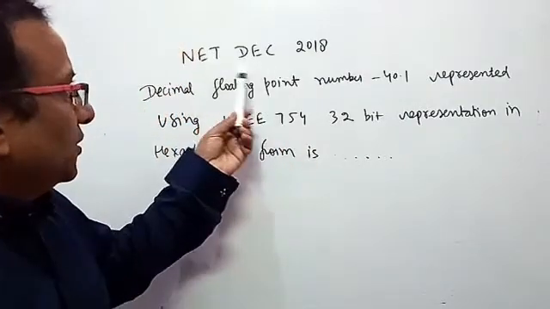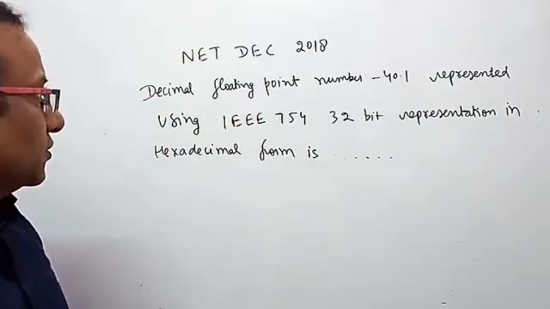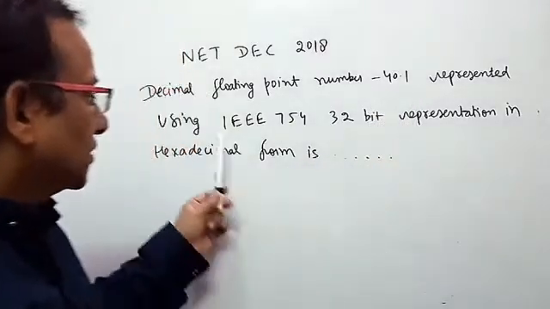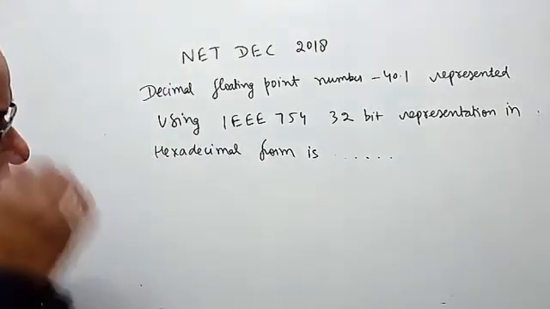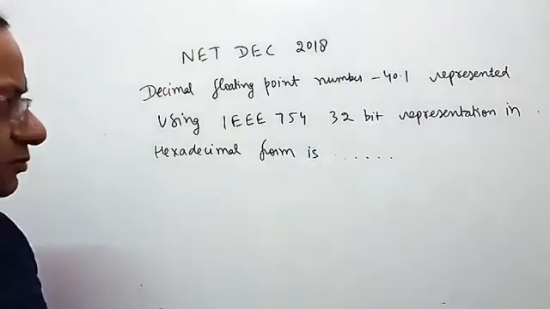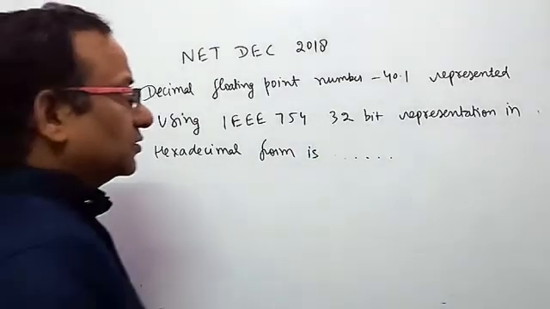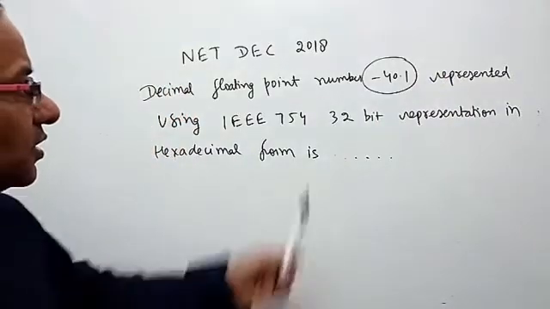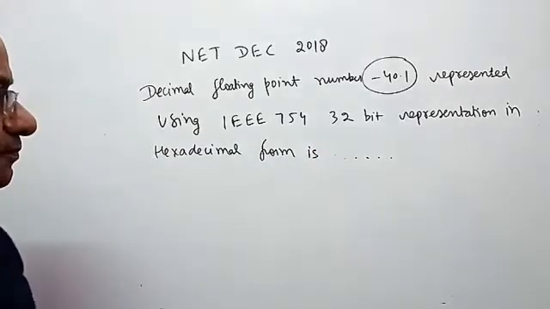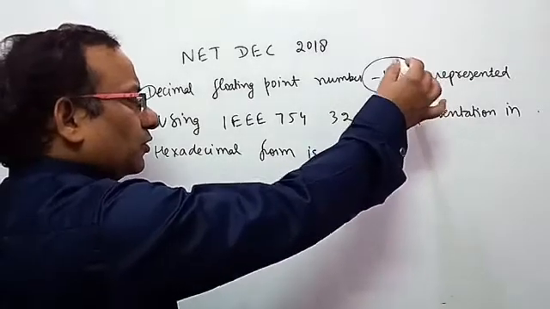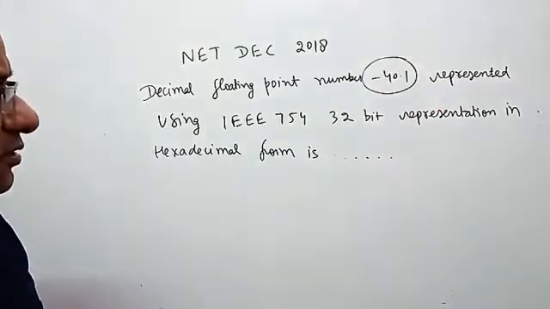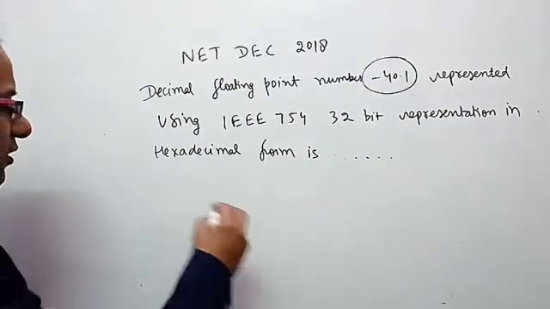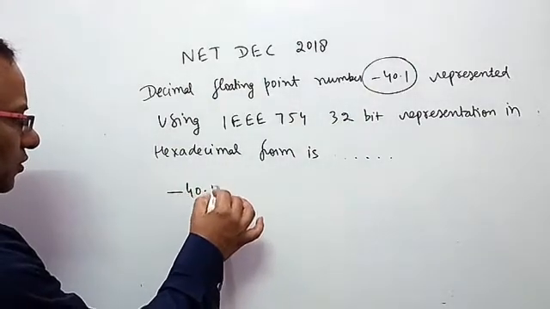Let's see the NTA NET December 2000 question on floating point. The question says the decimal floating point number, which is minus 40.1, is represented using IEEE 754 32-bit representation in hexadecimal form. As we can see, this number cannot be properly represented through fixed point representation. So that's an excellent application of floating point representation. Even with floating point, this number cannot be exactly represented, but to a large extent it can be represented clearly. So let's see, minus 40.1.